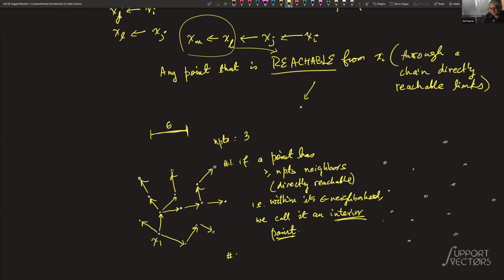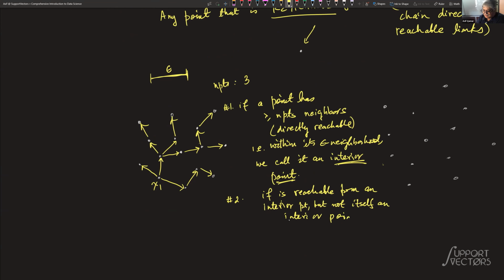Now the second definition is, if a point is reachable from an interior point, but is not itself an interior point, we call it a boundary point. It's the definition here. So can we identify, looking at these pictures? Now look at this point. Would these points be the boundary points? Look at how many neighbors. Do they actually have 3 neighbors? They don't, right? They fail to have 3 directly reachable neighbors.